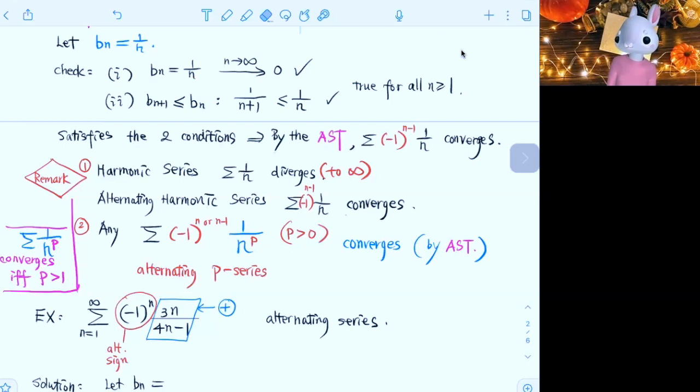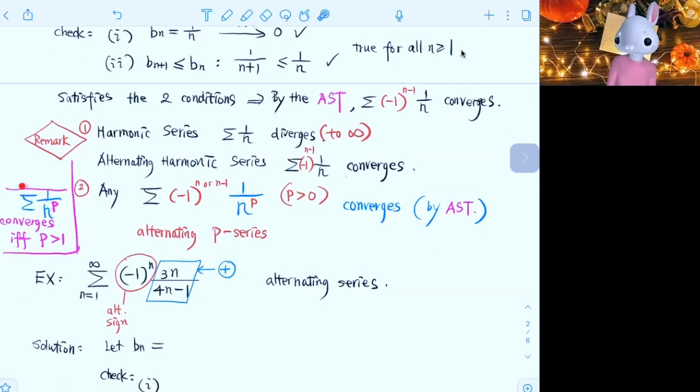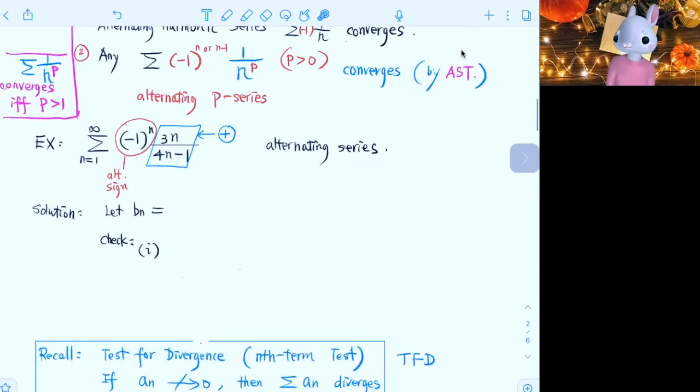So for any alternating P series, but for P series, it converges if and only if P is greater than 1. However, if you put the alternating sign, all of them are going to be convergent. So that's something interesting that we observe. Okay, let's check another series over here.